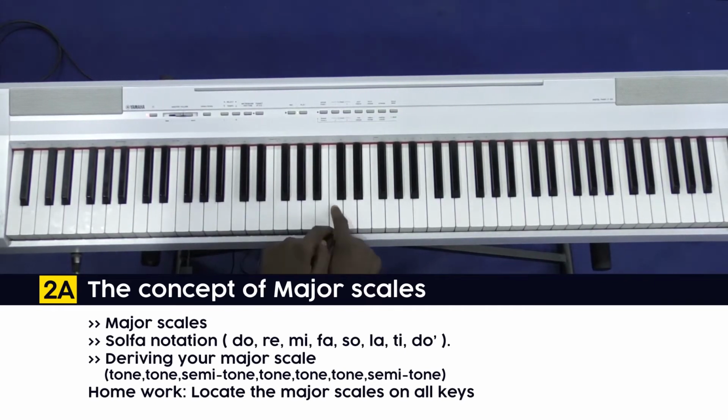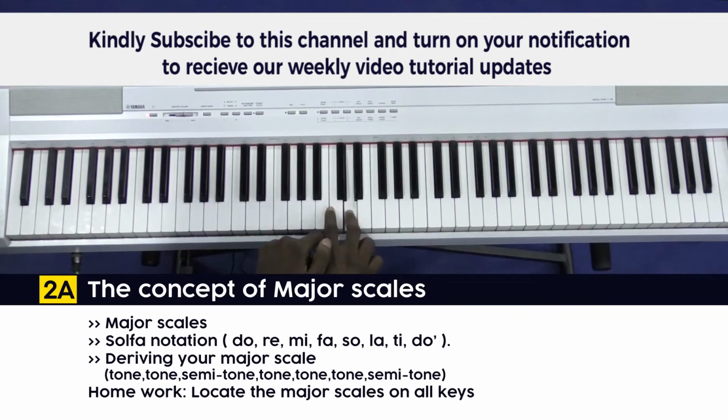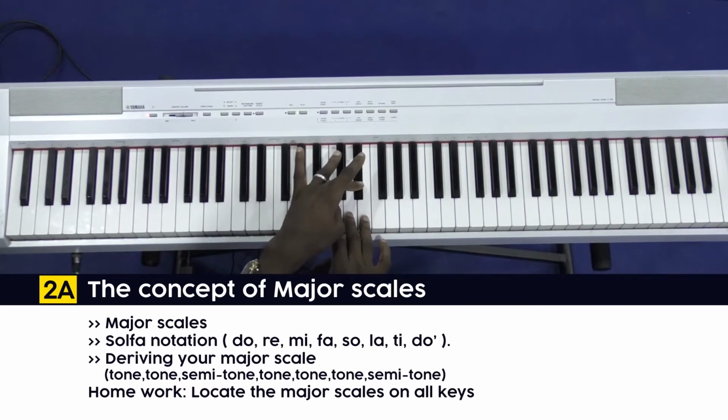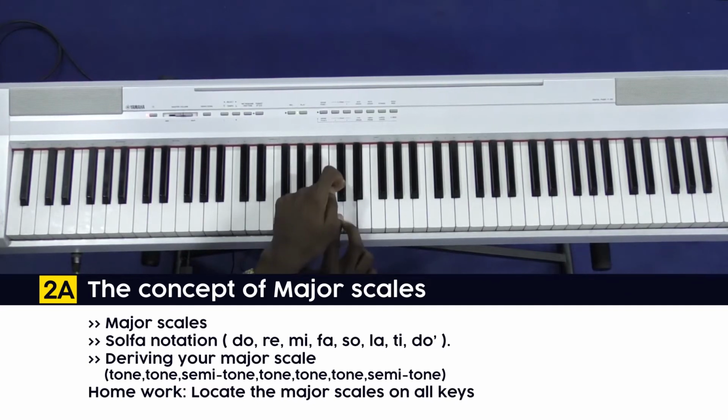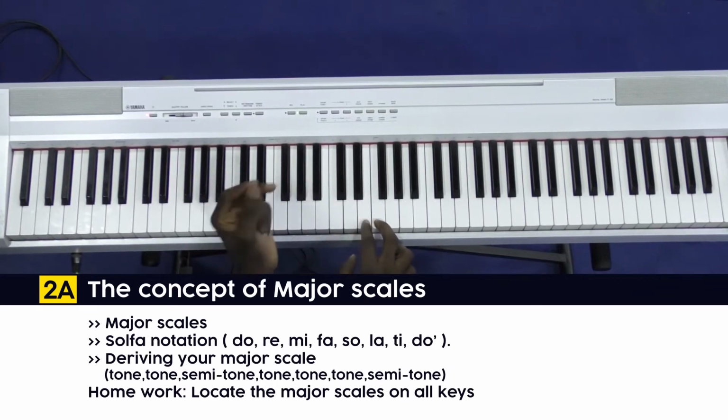So on the major scale, do, re, skipping a black key, is the tone. Now, between D and E, we're skipping another black key. So from here to here, tone. From here to here, another tone. Then between E and F, you notice the semitone movement. We said the semitone movement is when you move from one key to the immediate key. So from here to here is a tone, from here to here is another tone, then from here to here is a semitone. So that means tone, tone, semitone.